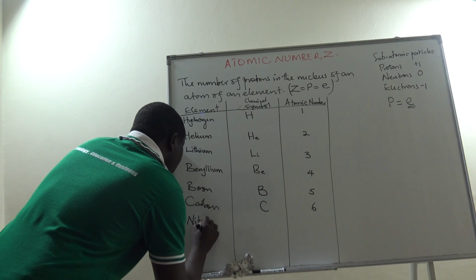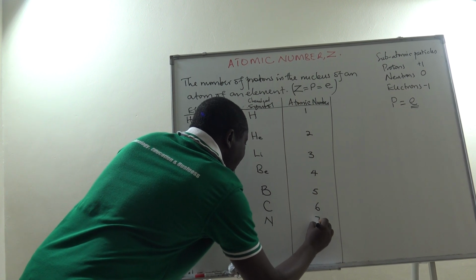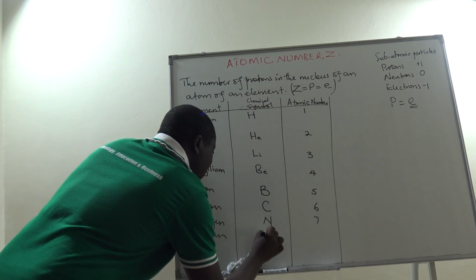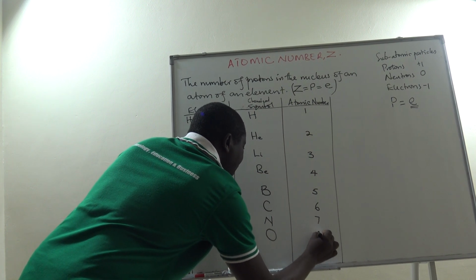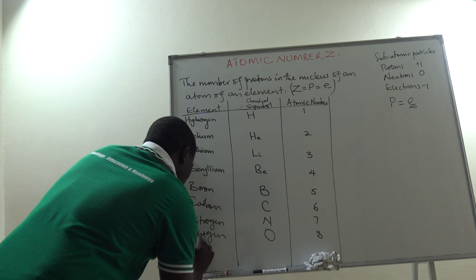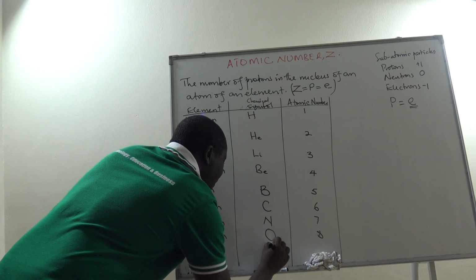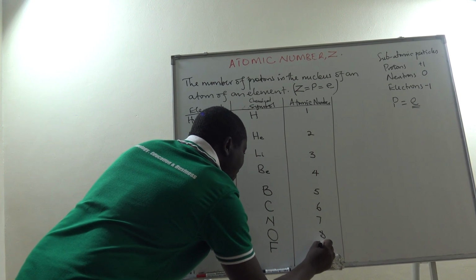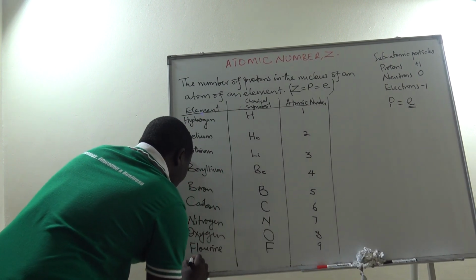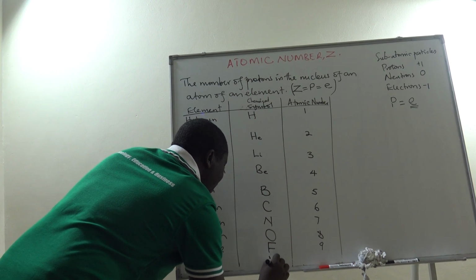Nitrogen, which is capital N, number 7. Oxygen, which is capital O, number 8. Fluorine, which is capital F and is having atomic number 9. Then number 10, we have neon, which is capital N, small e.